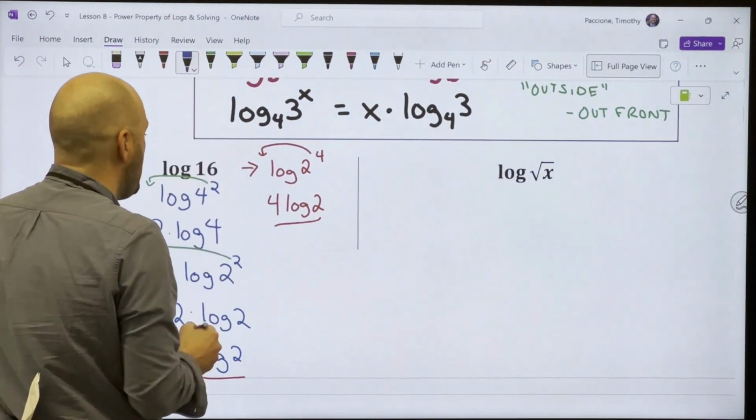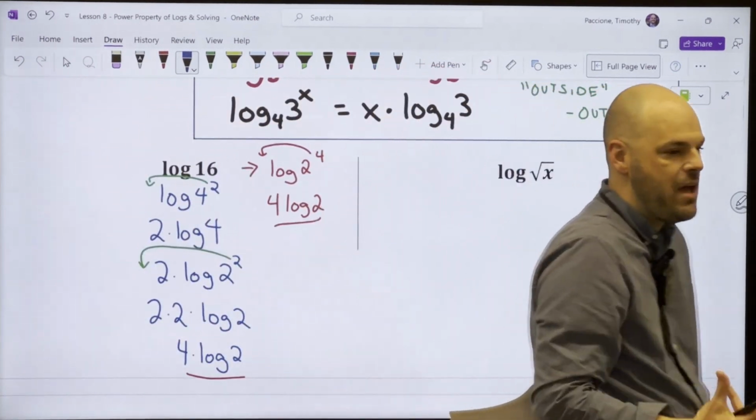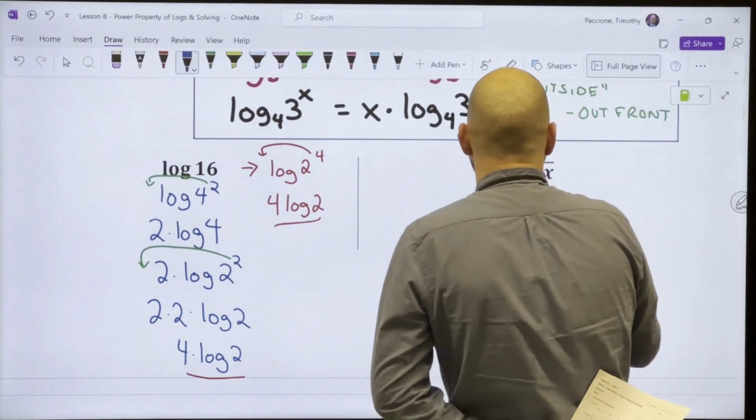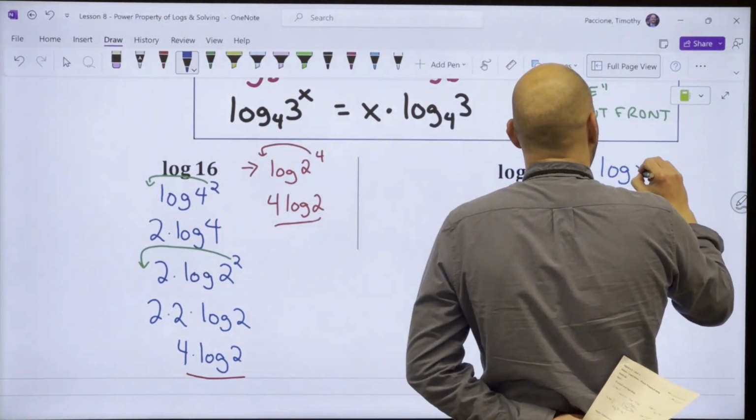Okay, well, we're talking about exponents going out front, and then I give you this one, which doesn't even have an exponent. Did I mess up? No. No. It has an exponent. What is the exponent? 1/2, right?